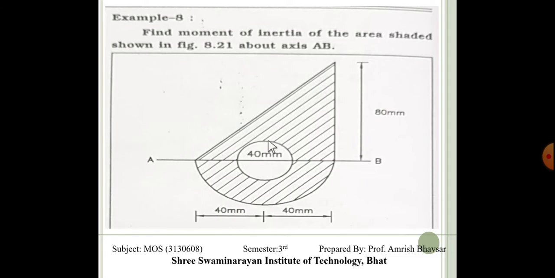So here we have three parts. First part is a right angle triangle. Second part is a half circle, and third part is a full circle. But this full circle has to be deducted, because we have to find out only the shaded portion. Now we have all the dimensions.